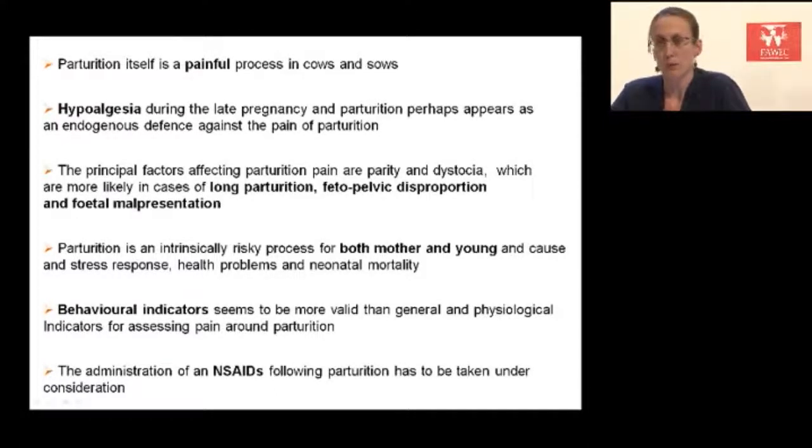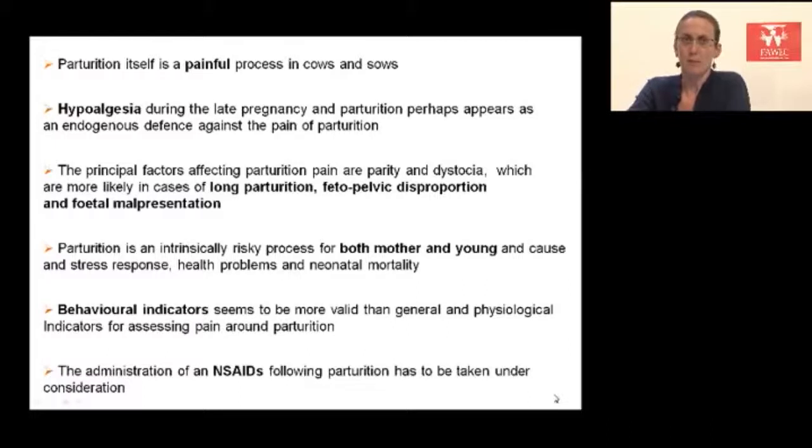We explained that parturition is an intrinsically risky process for both the mother and the newborn, and that it causes a stress response and also health problems and neonatal mortality. We can see that behavioral indicators seem to be more valid than general or physiological indicators for assessing pain around parturition. And finally, we say that the administration of a non-steroidal anti-inflammatory drug following parturition has to be taken into consideration.